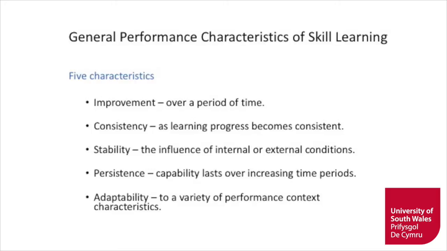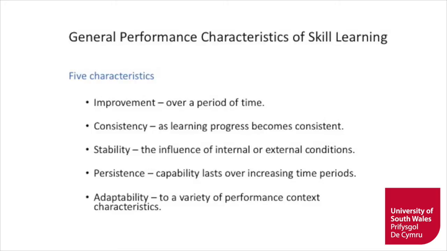So, the general performance characteristics of learning skills. There are 5 key characteristics around skill and learning. Improvement over a period of time, and consistency: as learning progresses, it becomes more consistent, there's that stability element. The influence of internal and external conditions, so how we're able to adapt. Persistence, the capability lasts over an increased time period, so are we able to do that skill for a longer period of time? And adaptability, to be able to adapt to a variety of performance contexts and characteristics.